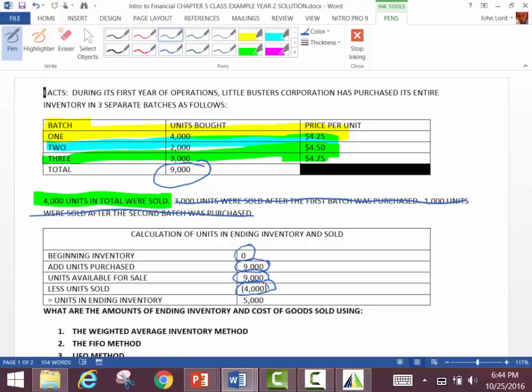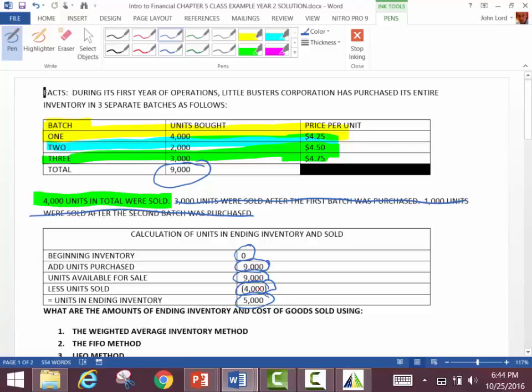Okay, so we sold 4,000 items, so we have how many left? 5,000. Okay, we have a total of 9,000. Everyone got a two-sided one? Okay. So we've got 9,000. We sold 4,000, so there's how many left? 5,000 left, right? Okay, good.